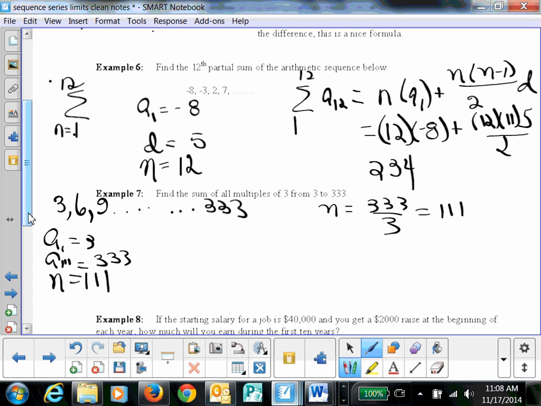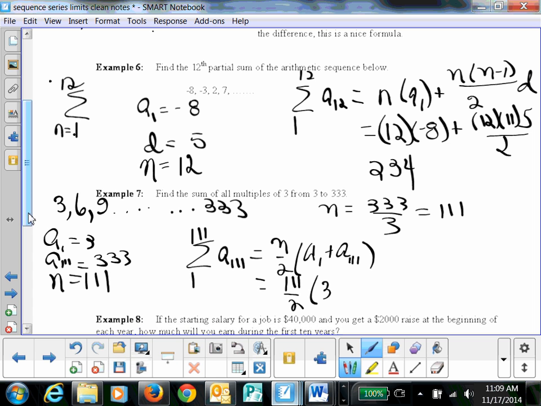I want the sum of all of those terms. What formula should I use? What's my first one say? The sum from 1 to 111 of a sub 111 is equal to what? N over 2 times a sub 1 plus a sub 111. So 111 over 2 times 3 plus 333. And what is that? $18,648.